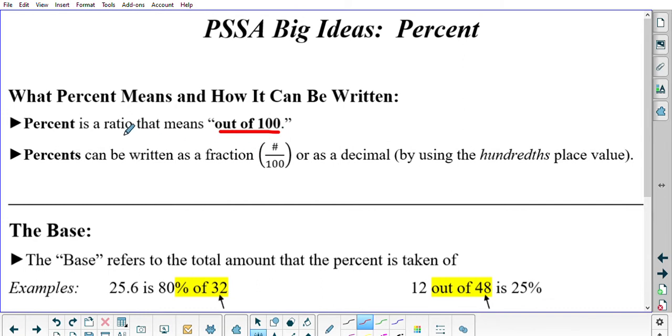Now, percents can be written in fraction form. You'll just put the percentage number over 100, and then you could possibly reduce. Or it can be written in decimal form using the hundredths place value after the decimal point. So for example, if it's 24%, that could be 0.24, because if it's 0.24, that's 24 hundredths, and that's what percent means, out of 100.